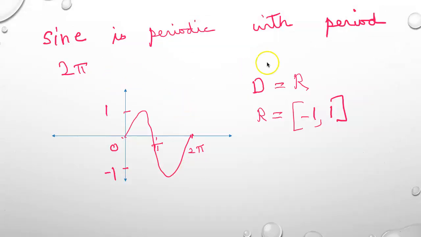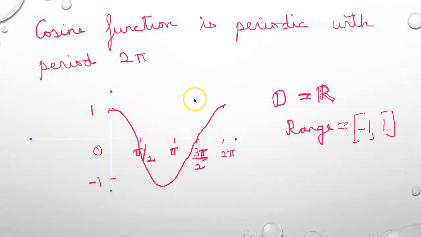Now the sine function is periodic with period 2 pi. Periodic means after intervals of 2 pi the graph repeats itself. And the domain is R and range is the closed interval minus 1 to 1. By domain we mean the set of values of x and by range we mean the set of values of y. So the domain is R, it goes on indefinitely and the range is minus 1 to 1.